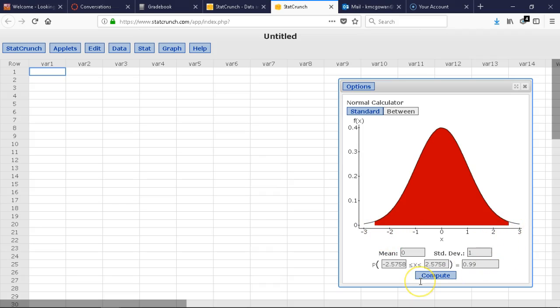So I hope that helps. I hope that gives you the information you want. Like I said, the other distribution should work the same way as long as you type in the correct parameters, like the degrees of freedom.